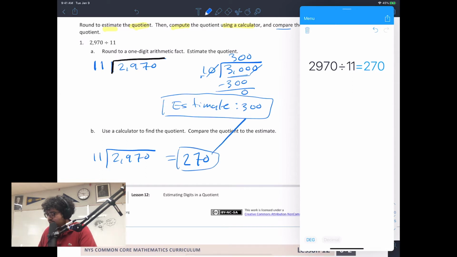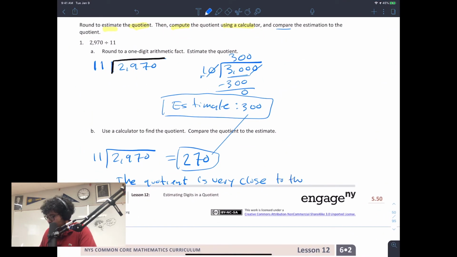You can see here that my actual answer, the quotient, is not that far apart from the 300. So we can say that the quotient is very close to the estimate. Okay, so that's our first example there.